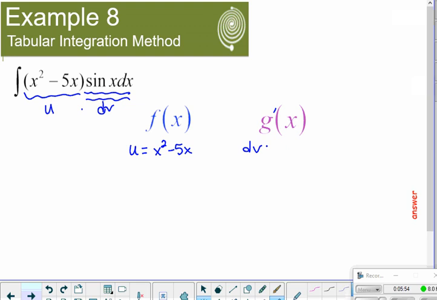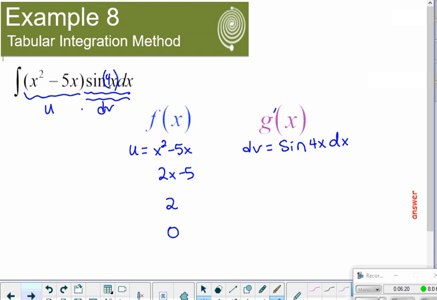My dv starts out with, let's make this interesting, cosine 4x dx. So I take derivatives on this column: 2x minus 5, 2, 0. Same number of steps because we're starting with an x squared. Same number of steps as last time, right?